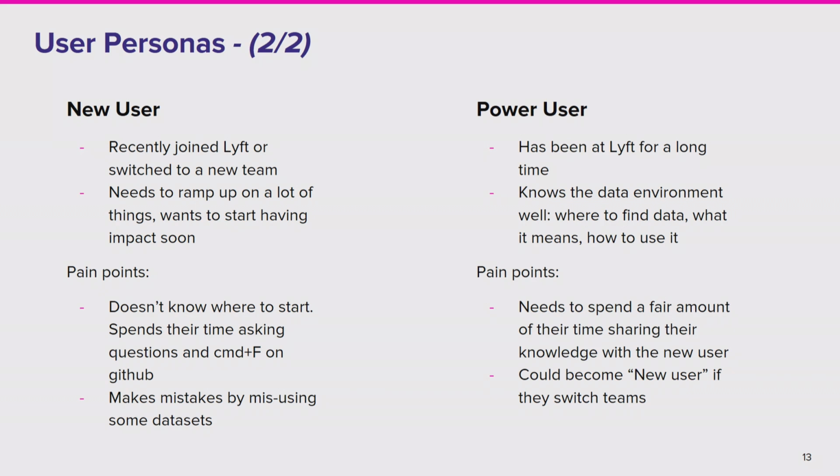And then in the worst case scenario, they could potentially make some costly mistakes by misunderstanding some of those data sets that they're using. Now, the power user, they know the data environment well, they know where to find the data, they know what it means, they know how to use it. But the pain point for them is that the power user is going to be spending a fair amount of time helping out and sharing their knowledge with the new users. And that itself is not a negative thing for an experienced person to be helping a newer person. But the point here is around productivity, right? There's no need for another person to be spending so much of their time doing something that a piece of software can help them to do. And then also for the power user, they can easily transition right back into that new user persona if they ever decide to switch teams at Lyft, right?